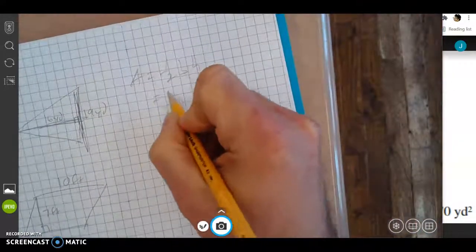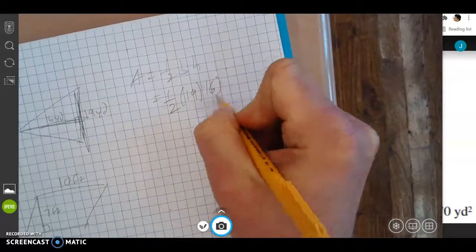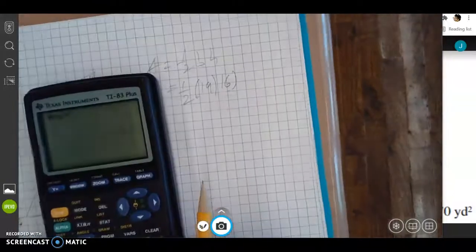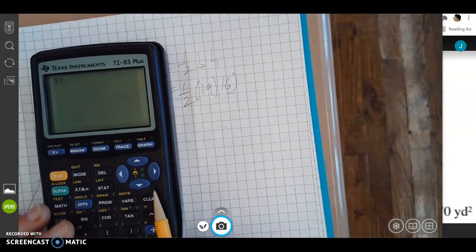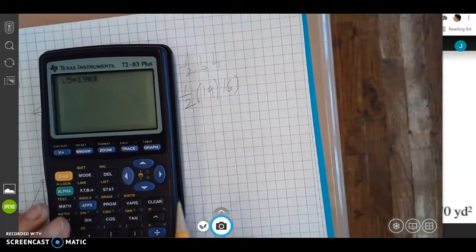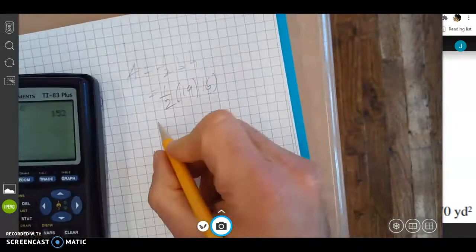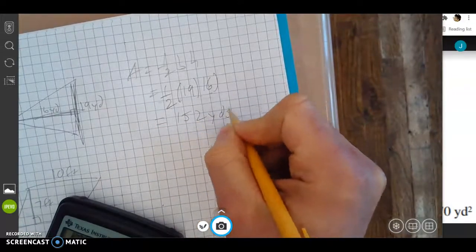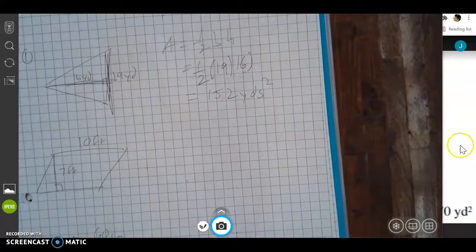So I got 1/2 times 19 times 16. Doesn't matter what order you put them in, because when you multiply, the order doesn't matter, because 2 times 1 is the same as 1 times 2, right? So 1/2 I'm going to put as 0.5 times 19 times 16, and I get 152. So the area is 152 yards squared, square yards. There we go. Cool. All right, next one.